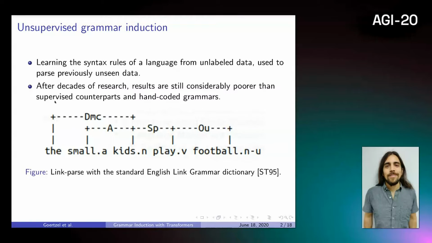Still, even with such a long tradition, the results are not great yet, especially for unsupervised grammar induction. It is still considerably worse than hand-coded grammars or even supervised learning of grammars, which of course work fine for languages that have a lot of annotated data, but don't work for others. This is just an example of what we can do with these kinds of grammars. We can create parse trees, which tell the structure of a sentence or any sequence of words in a language. This is using a hand-coded grammar, called the Link Grammar in English.